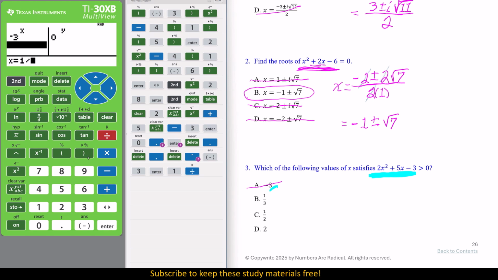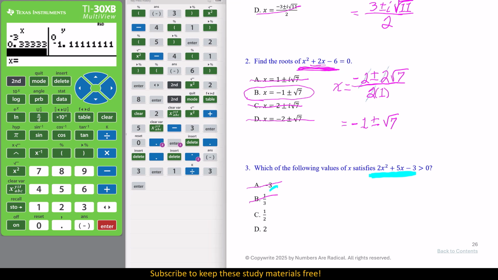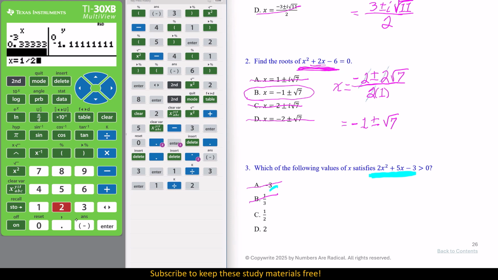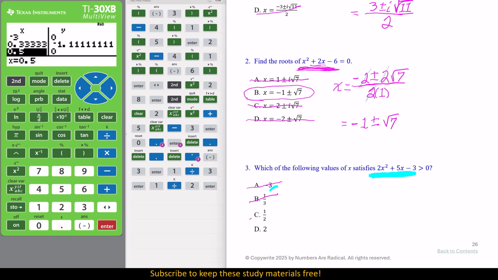So then 1 divided by 3. Remember, it won't take fractions in here, so just divide it out. Nope, that's less than 0. That's not going to work. And I bet a half won't work either, but let's try it. 1 divided by 2? No, equal to 0. So it has to be 2. Pop in 2, enter, yes. That is greater than 0. Very simplistic, but a great question to see if you understand these properties and what that condition actually means.